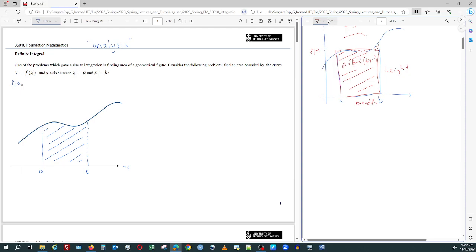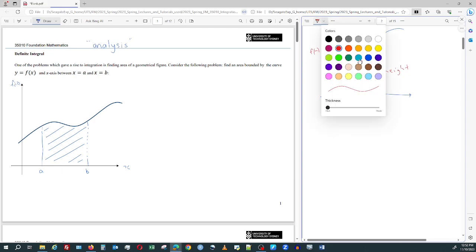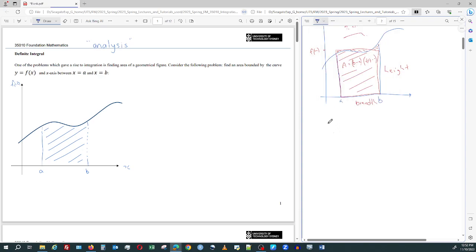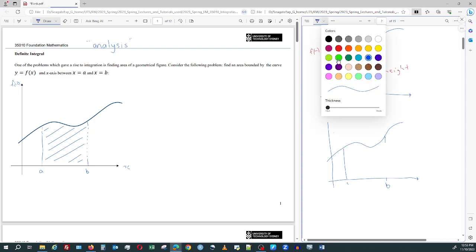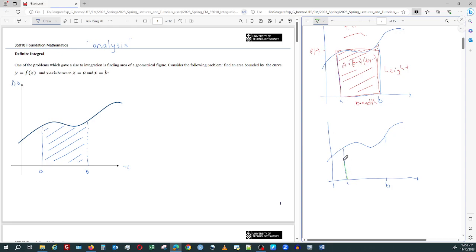Possibly we could think about taking two rectangles. And taking two rectangles, we could estimate an a and a b, and perhaps we could do two rectangles. We could do a lower rectangle, let's say a green one, and just pick a lower value.